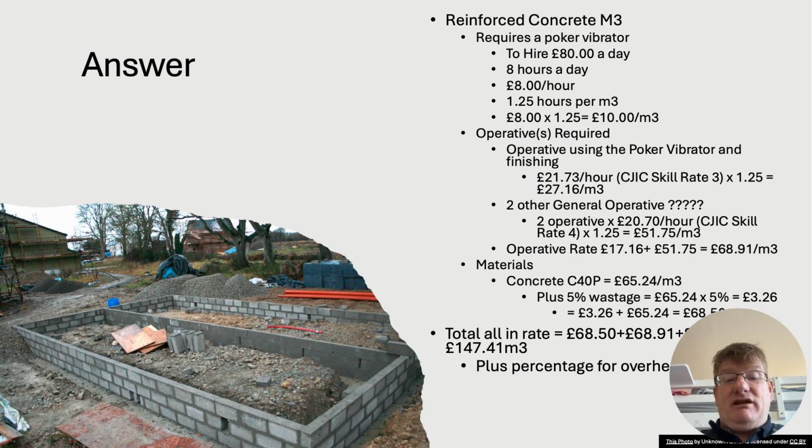So there's my material. So then for the total all-in rate, I add on the bit for the poker vibrator, I add on the bit for the operatives, and I add on the bit for the materials. And then it comes to £147.41 per metre cubed. You know, I'd say it's going to be anywhere between £150 and £250 a metre cubed. And then I add on a percentage for overheads and profit.